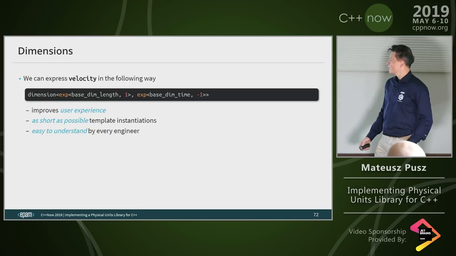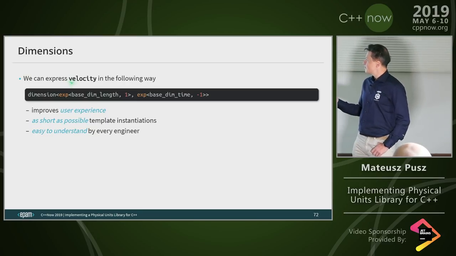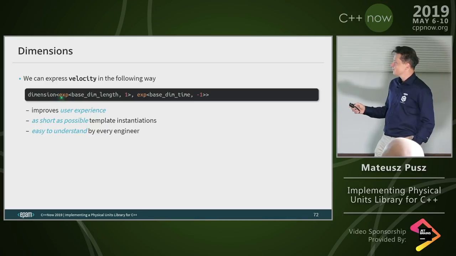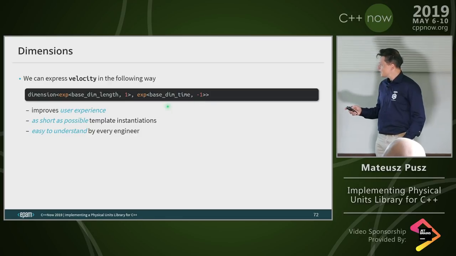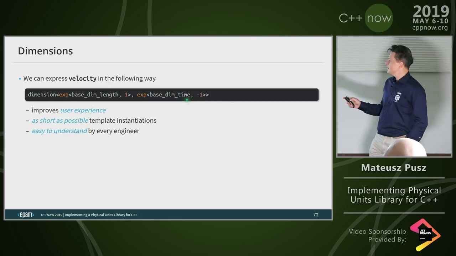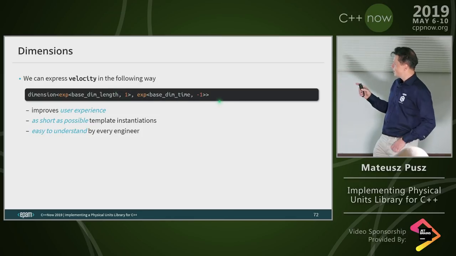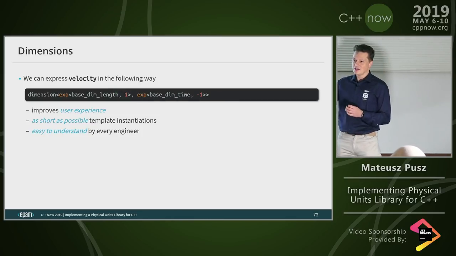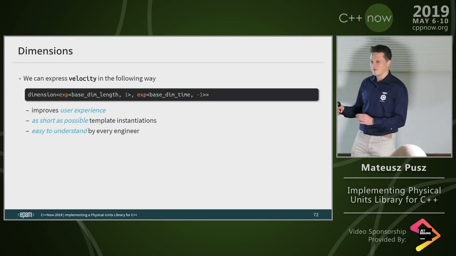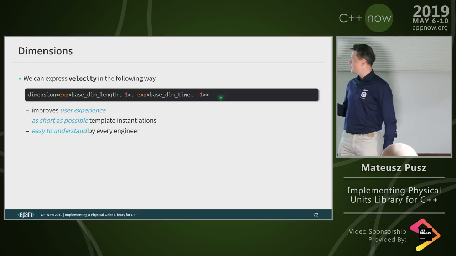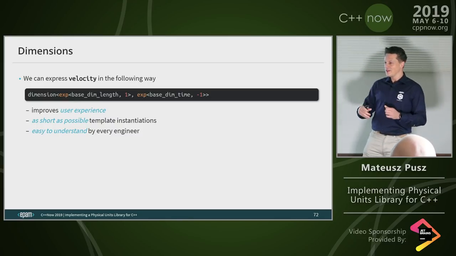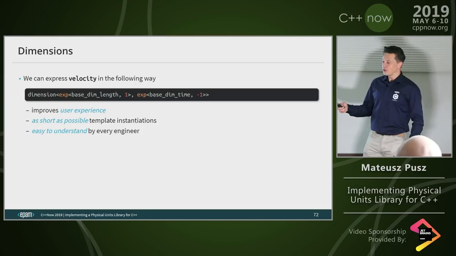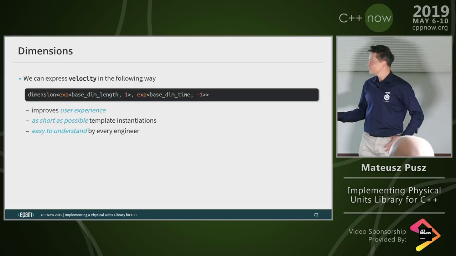Okay, so, for example, we can express velocity in the following way. We have dimension, exponent, length to exponent 1, time to exponent minus 1. Such an approach improves user experience because we have only the information that is needed here. We don't have all of the other cases with zero, saying that we don't have the mass here, we don't have time here, we don't have something here. We are only using things that we have, so we will end up with type lists of different length with different base dimensions in them. But only the information that is needed is there.